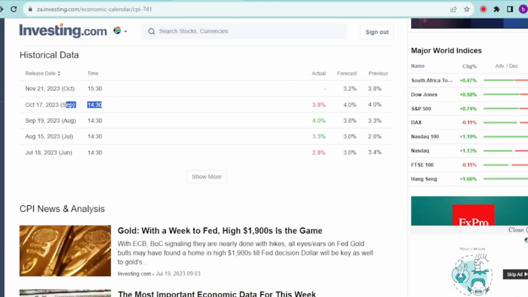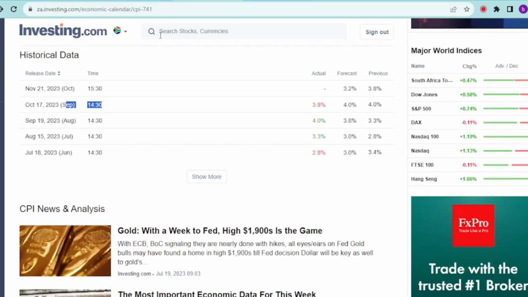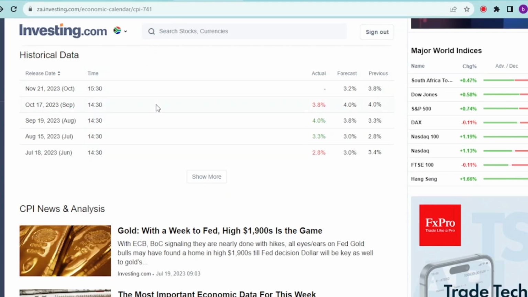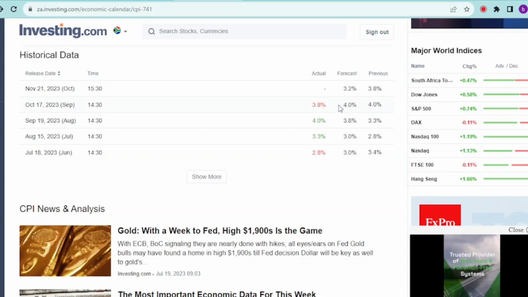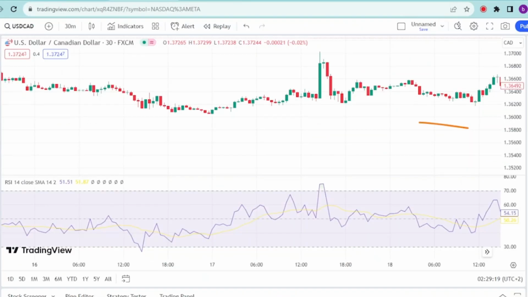Right, now we're on the 17th of October 2023. As you can see, the actual news release, which was 3.8%, was lower than the forecast, meaning that the Canadian dollar would depreciate in strength, leading to the United States dollar, Canadian dollar currency pair increasing in strength.